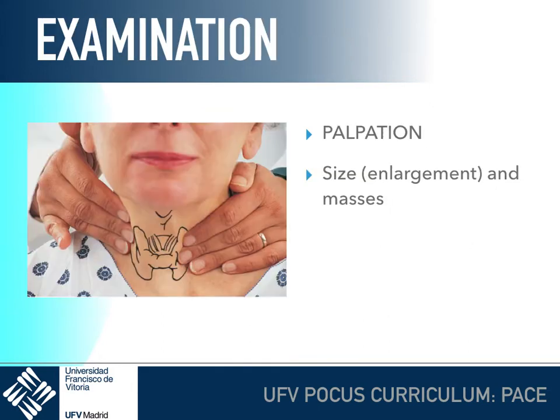The classical way to examine the thyroid gland is by pure palpation. We have to come from behind the patient, and we have to use both hands, especially the fingers, to palpate and evaluate the size, so whether the size is normal or not, whether the gland is enlarged or not, and masses as well.